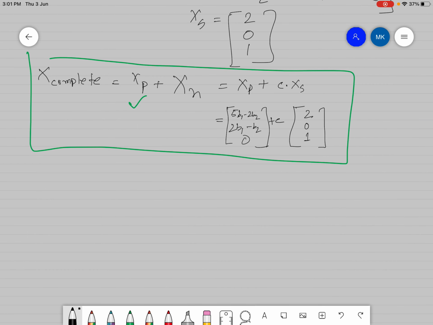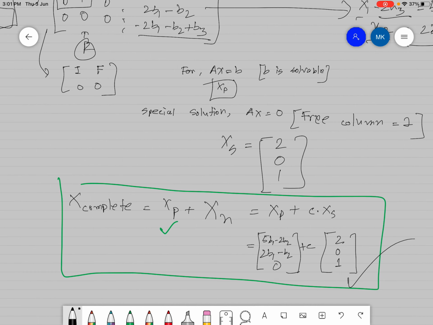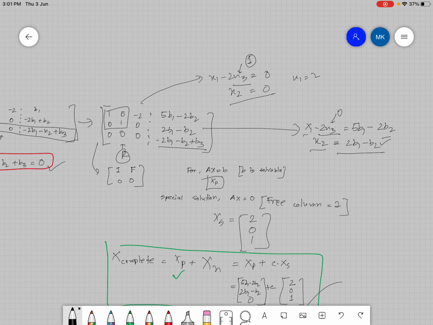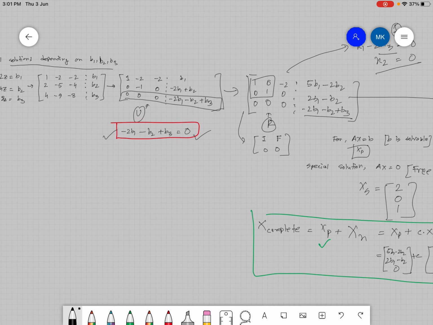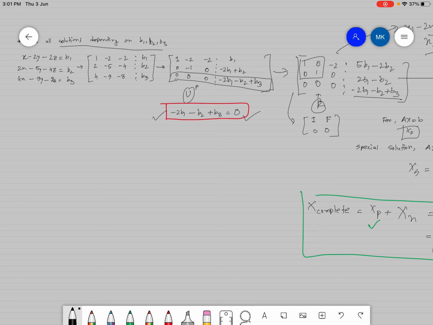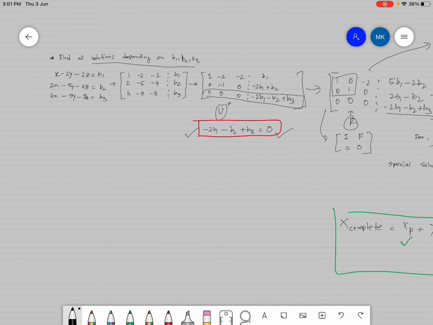Okay, x complete is basically this one. So if I give you this sort of problem, you should be able to answer in this manner. Okay, so this was a long class, so I didn't want to break this into two parts, because you might face problems referring to the previous lectures then. So this is the complete lecture on the complete solution of Ax equals b.